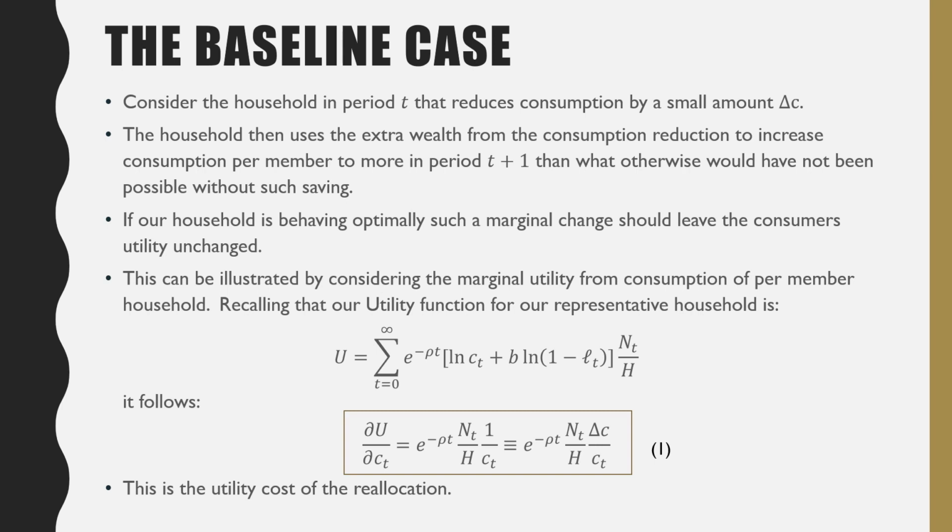This is illustrated by considering the marginal utility from consumption per member household, recalling that the marginal utility for our representative household is the following, which is just from our baseline case. It follows that the marginal utility from this is e raised to the power of negative rho t times nt over h, which is the average number of members per household, all over 1 over c. Or equivalently, instead of putting 1 there, we put delta c. This is the utility cost of reallocation. We're going to see a little bit later why we're calling it cost instead of the benefit.